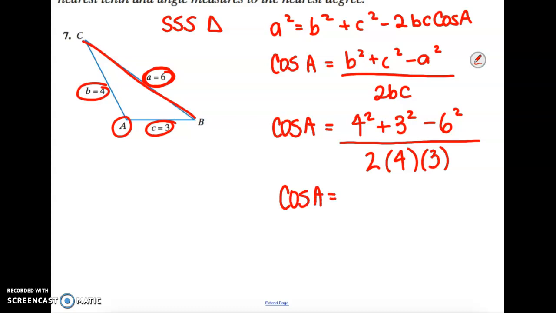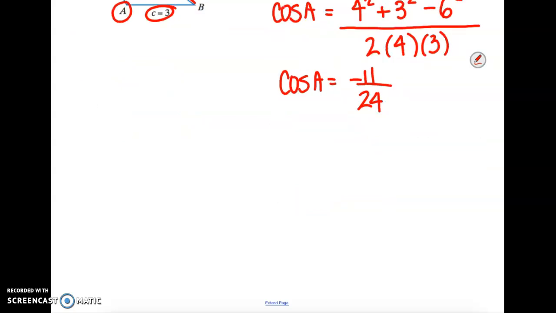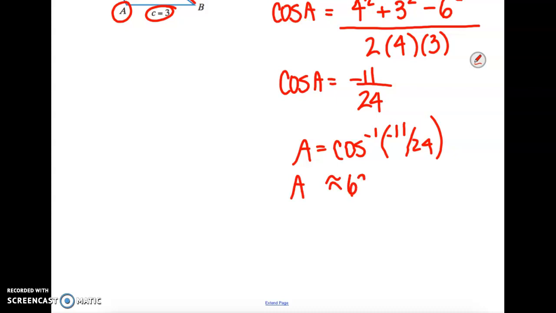So when you do that, you're going to get negative 11/24. Now we use inverse trig. A equals the cosine inverse of negative 11/24. Type that in, and we get angle A to be about 63 degrees.